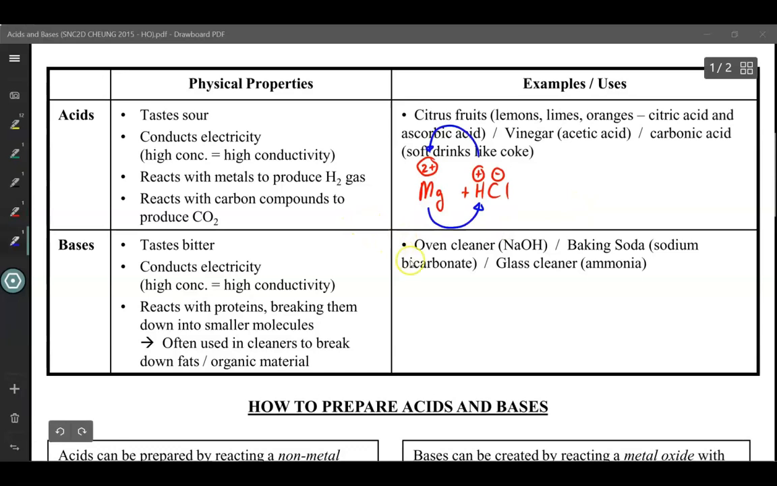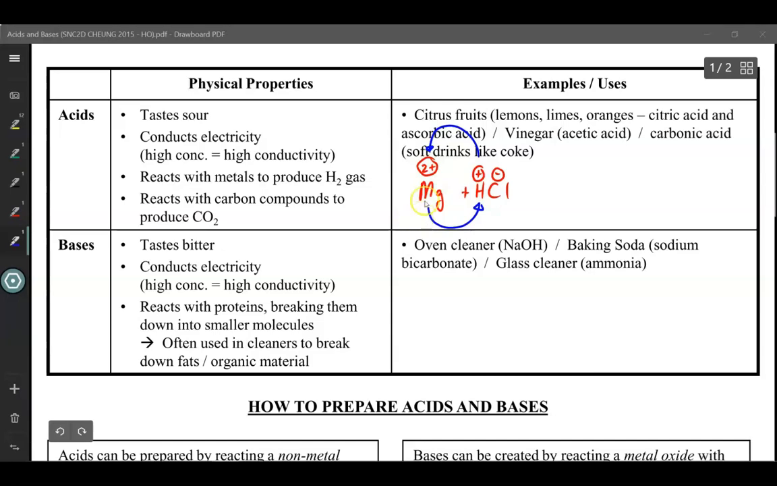So in this single displacement reaction, the magnesium is going to bump out the hydrogen because we always have to have a positive and negative partnership. The old partners were positive and negative. The new partners must be positive and negative. We can't combine the magnesium and the hydrogen together because the two positive charges would repel.